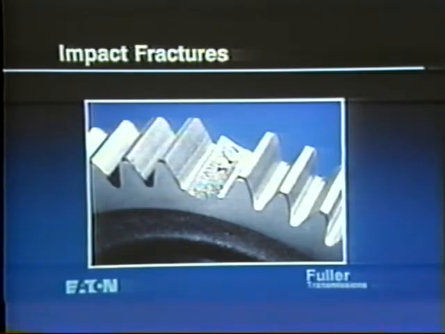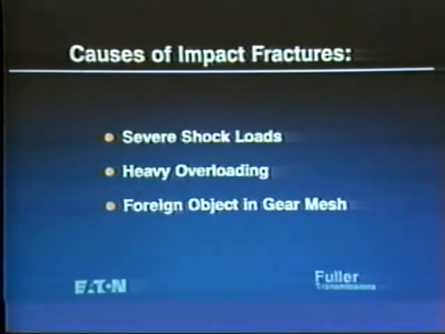Impact fractures are identified by a bump on the fracture area and the absence of beach marks. The more cycles the gear has run after the fracture, the smaller the bump will be. Impact fractures are caused by a severe shock load, a heavy overload, or a foreign object passing through the gear mesh.